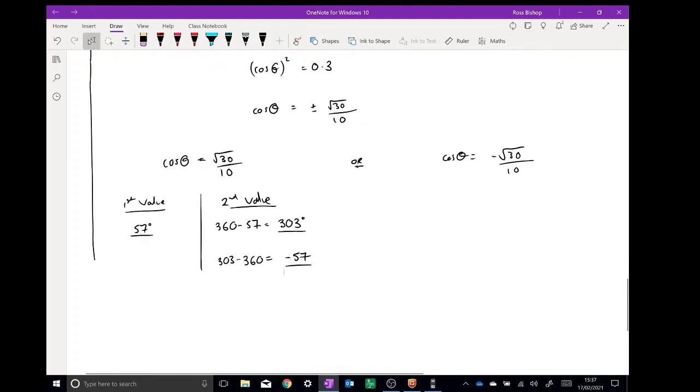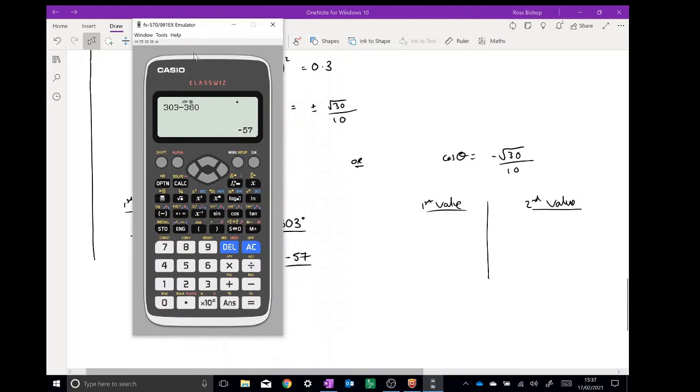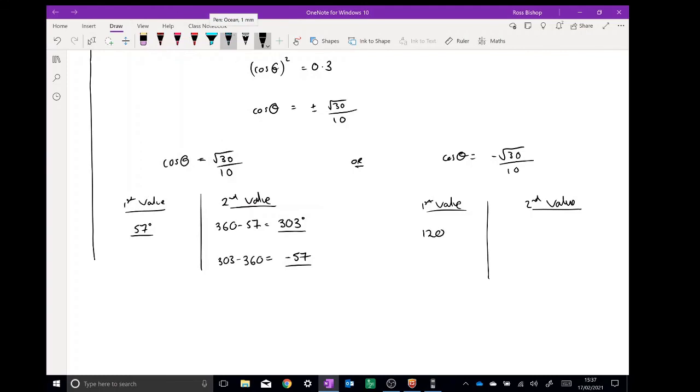Right, I'm going to go back and have a look at the other side now, because it could also have been negative. So the first value I get from the calculator, as before. Let's get the first value up. So shift cos, this is negative root 30 over 10. And I get 120 to 2 significant figures. Remember my second value for cos is 360 minus the first value, so 240.